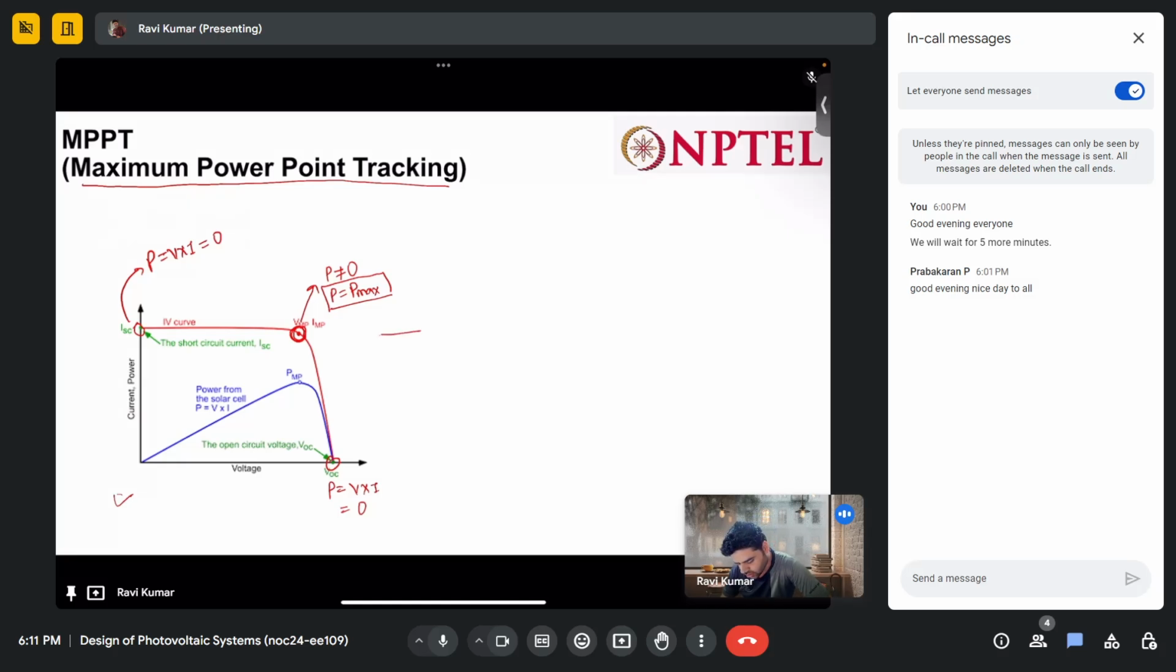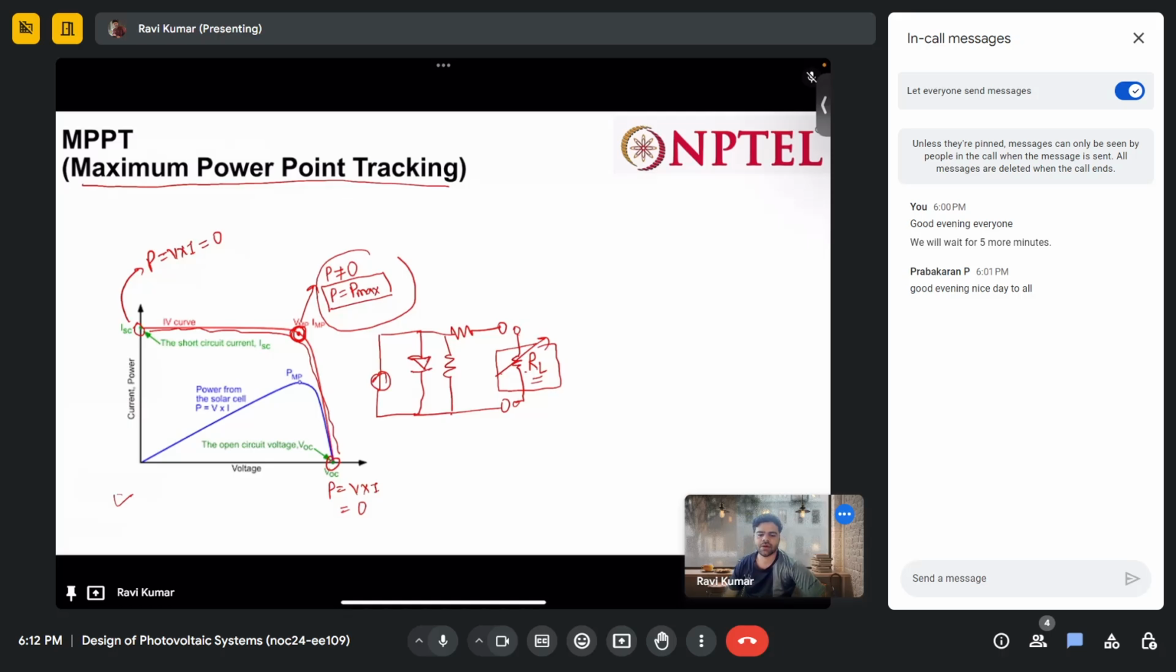If this is our solar cell, let's say, and this is our R load, which is varying. By varying this R load, we can trace this point on this IV characteristics. So at a particular value of this RL, we will obtain this point where the power obtained will be the maximum power.